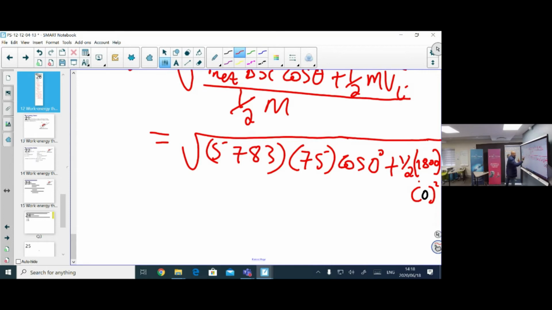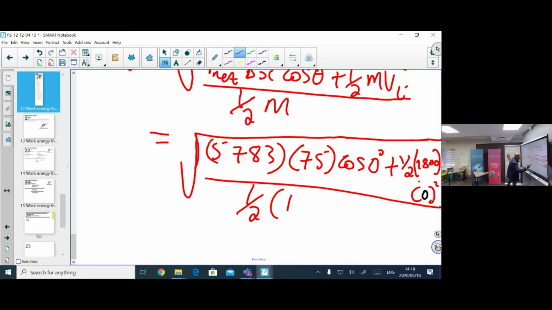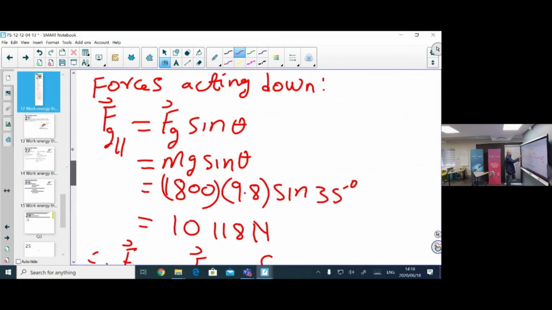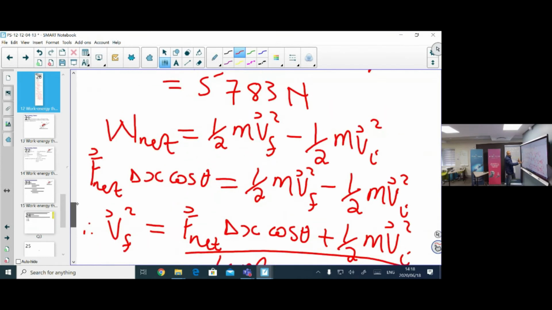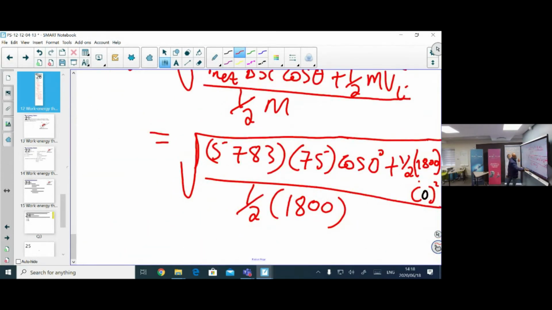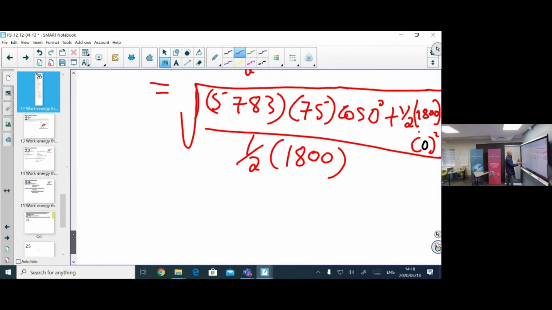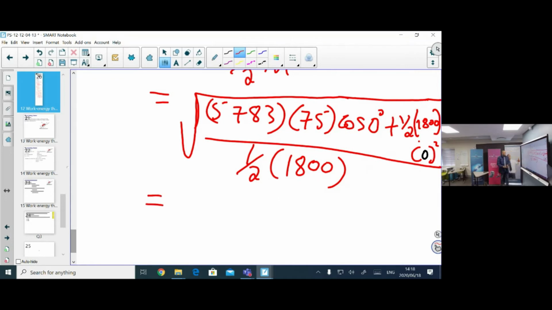Don't forget, let me just extend my square root here, divided by half the mass, which is 1,800. You have to be careful when you do substitution. You have to be sure of what you are doing. You have to check the mass is true, 1,800. And then let me extend the page so that we can have a space. Which is equal to, let us use our calculators. Where the initial velocity is 0, everything there is 0.